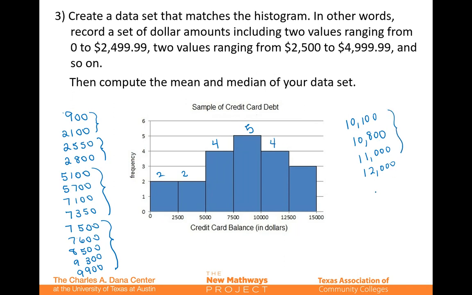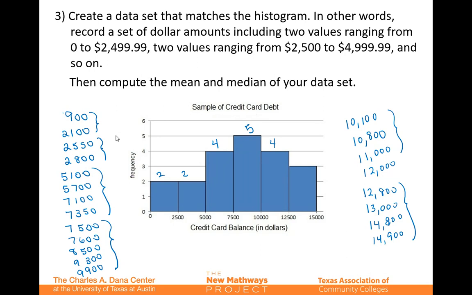And then our last bin is between 12,500 and 15,000. So 12,800, 13,000, well, let's make that 14,800, 14,900. So there's our last 4. I kind of put brackets to show you each of the bins. You could have made up completely different numbers, but I just said make up some numbers.